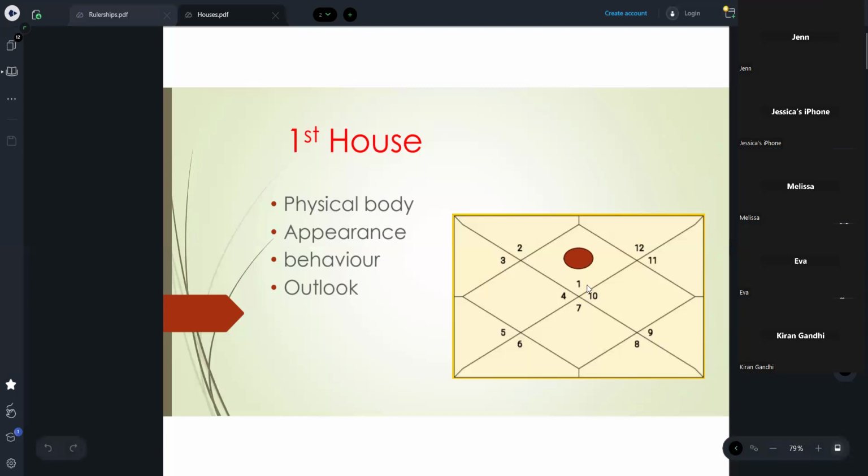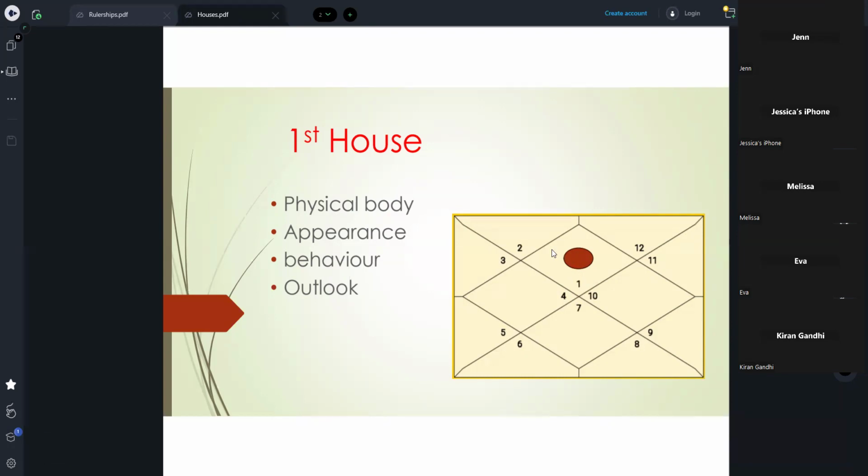Would anyone know what sign number 2 would correspond to? Anyone, any idea? Taurus. Yes, correct. So it would be Taurus. So if you had number 2 sitting in the first house, this would just tell you that in your first house, you have the sign of Taurus. Okay. So this is your first house.